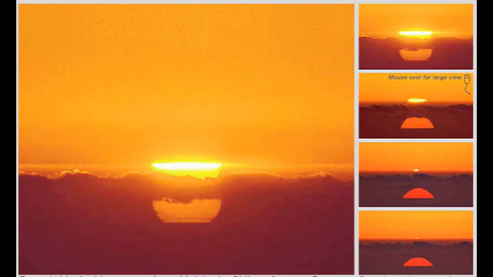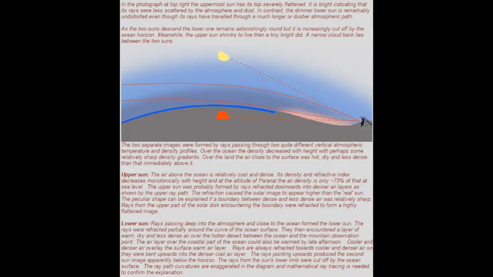The two separate images were formed by rays passing through two quite different vertical atmospheric temperature and density profiles. Over the ocean, the density decreased with height, with perhaps some relatively sharp density gradients. Over the land, the air close to the surface was hot, dry and less dense than that immediately above it.